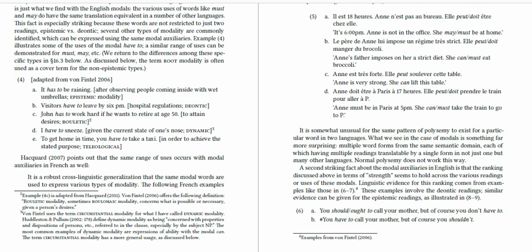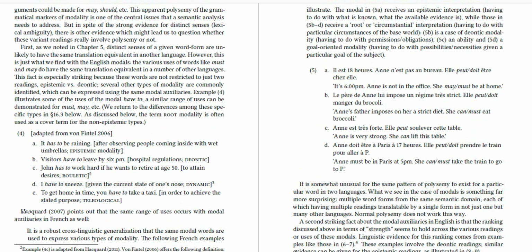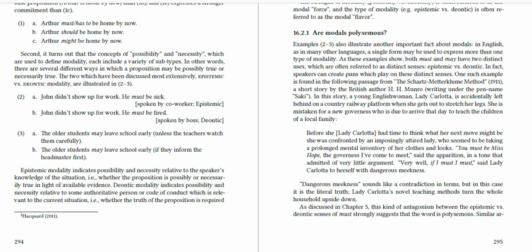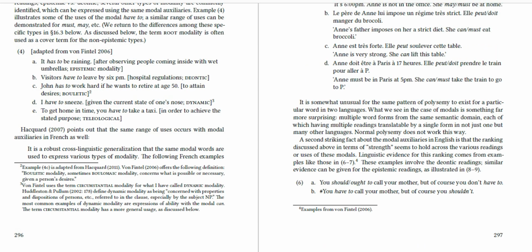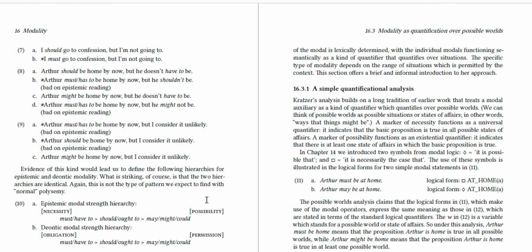You have the sentences, and from these sentences you can widen your knowledge and become an analyzer. You analyze sentences. Here you can receive a root or circumstantial interpretation of some words. You can read by yourself because we are not focusing on it here. We have: I should go to confession but I'm not going to. I must go to confession but I'm not going to. What's the difference between the two sentences?